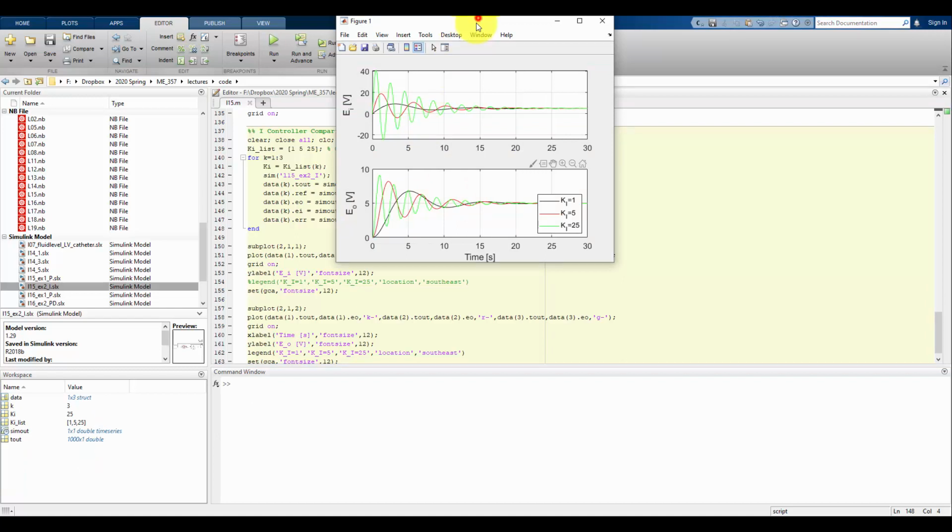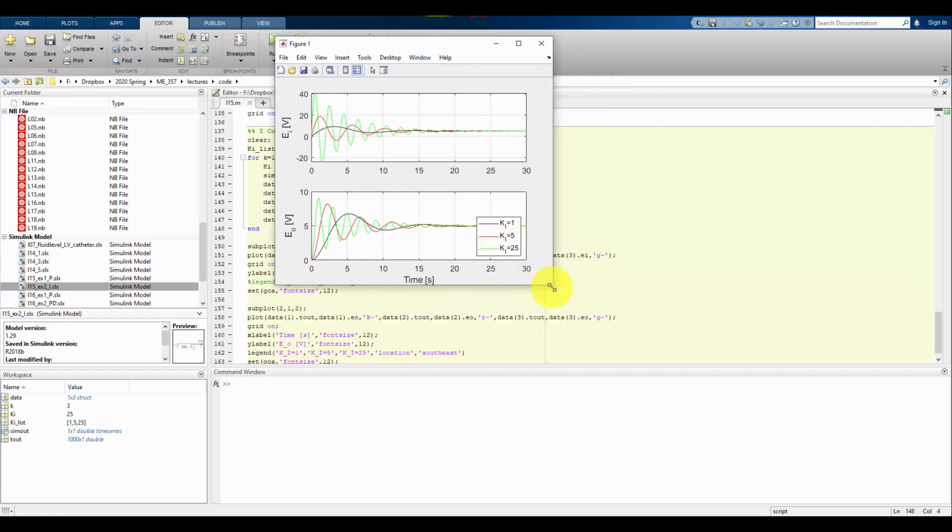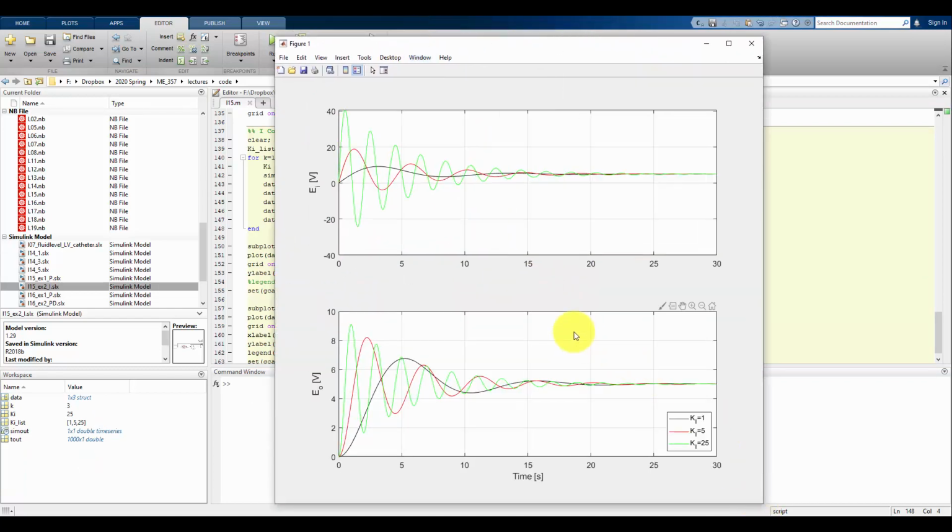So if we look at these 3 candidate designs, these 3 candidates for the gains all at the same time, the 1, the 5, the 25. Again, I'm picking these just for demonstration purposes. We could pick any positive gain, and we can see what the effect is on the system. But let's first look at the lower, the output voltage. So as we increase the gain from 1 to 5 to 25, the black to red to green, we see that peak time is going down, but we also see that the max overshoot is going up as we increase the voltage.